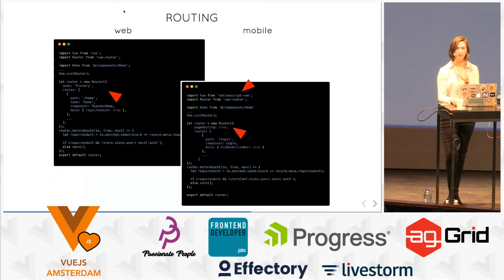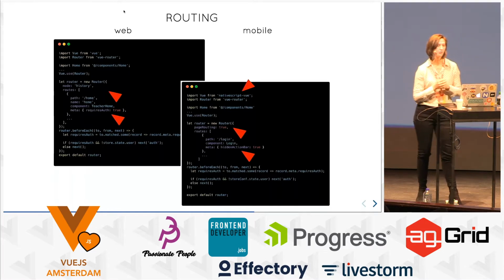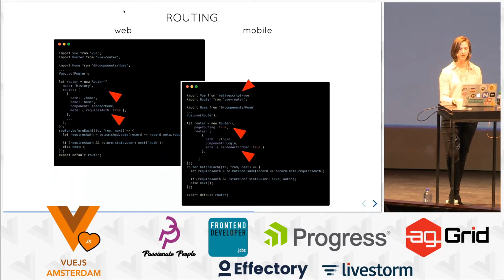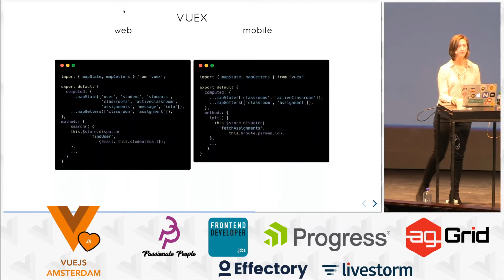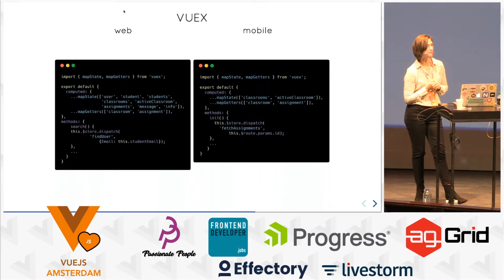And this allows me to also use single file components, a little bit different needs. And then it's kind of cool. In the meta here, I use requires auth true. And I can use that on mobile as well for the pages that need to have authentication to log in. But I also have a little extra availability of meta objects that I can use here. So like for the first page, I want to hide my action bar for the login. I don't want the action bar to show, so I just set hidden action bar to be true. And then everything else is the same.